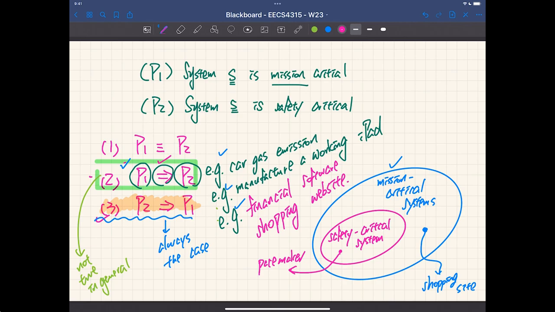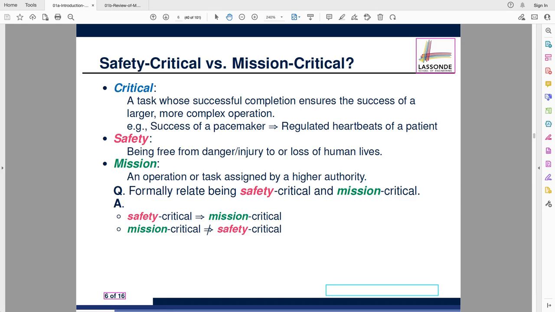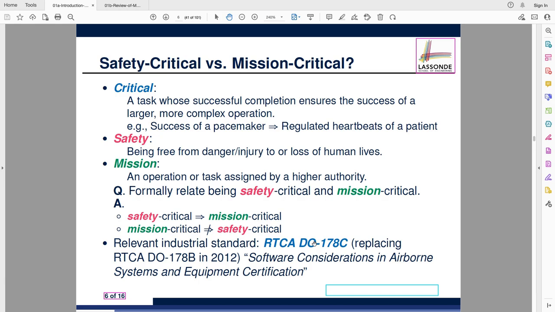Okay, so let's now move back. So that's the one we talk about. And then the relevant industrial standard for this will be DO-178C. So that's the aviation standard that we just talked about.